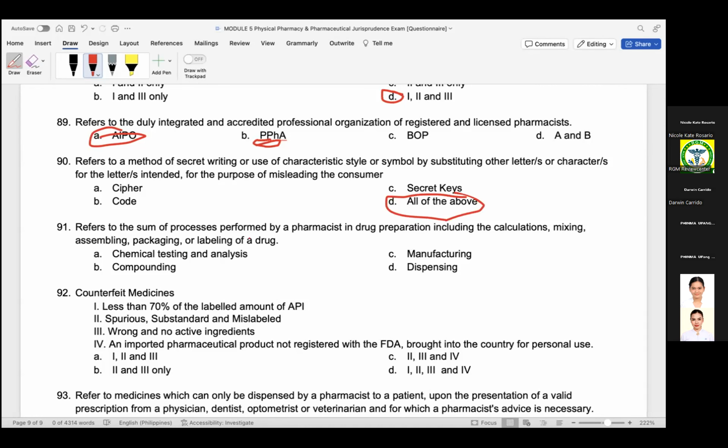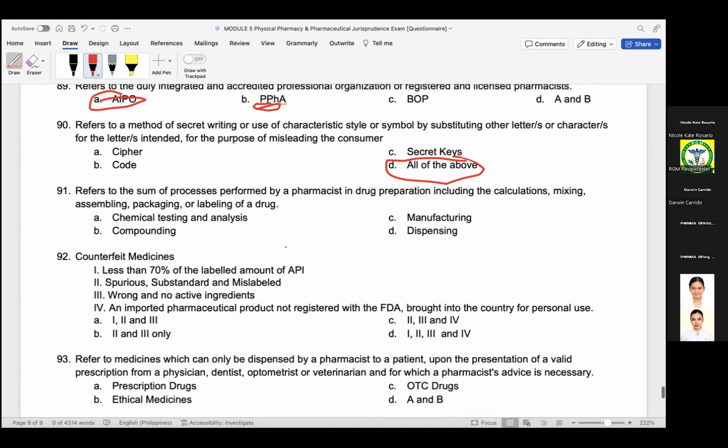Next, number 81. It refers to the sum of processes performed by a pharmacist in drug preparation, including the calculations, mixing, assembling, packaging, or labeling of a drug. A, chemical testing and analysis. B, compounding. C, manufacturing. Or D, dispensing. So, pwedeng possible na sagot is compounding or dispensing. Pero sabi kasi rito, assembling, packaging, labeling. So, that's compounding. Letter B. Diba? Extemporaneously.